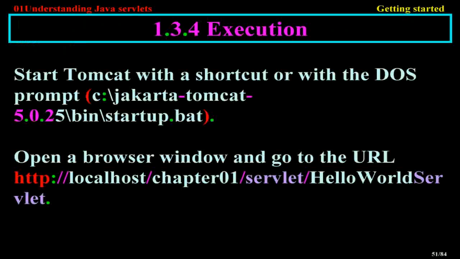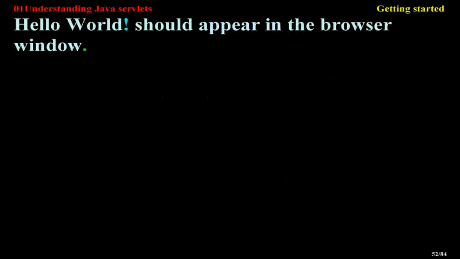1.3.4 Execution. Start Tomcat with a shortcut or with the DOS prompt: C:\Jakarta\Tomcat5.0.25\bin\startup.bat. Open a browser window and go to the URL http://localhost/chapter01/servlet/HelloWorldServlet. Hello World should appear in the browser window.